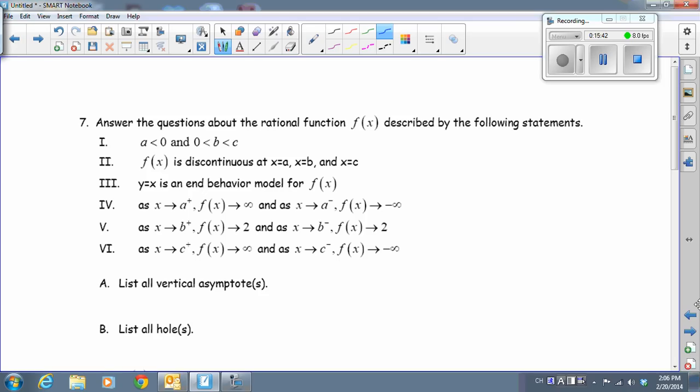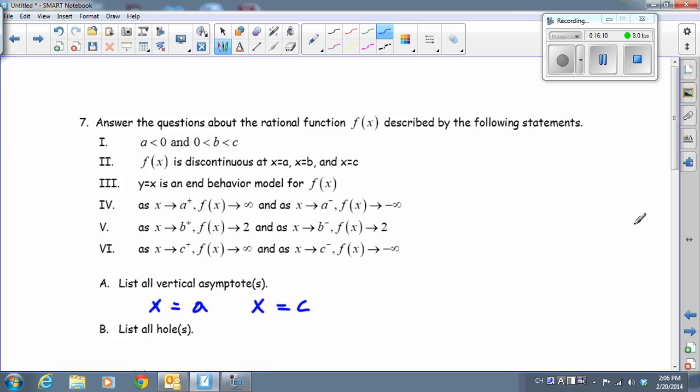All right, answer the question about a rational function f of x. Describe the following statement. I have a less or equal to 0 and 0 less than b less than c. So I have all these. I'll let y'all read this. List all vertical asymptotes. Vertical asymptotes will be at x equals a and at x equals c. That will be your vertical asymptotes.